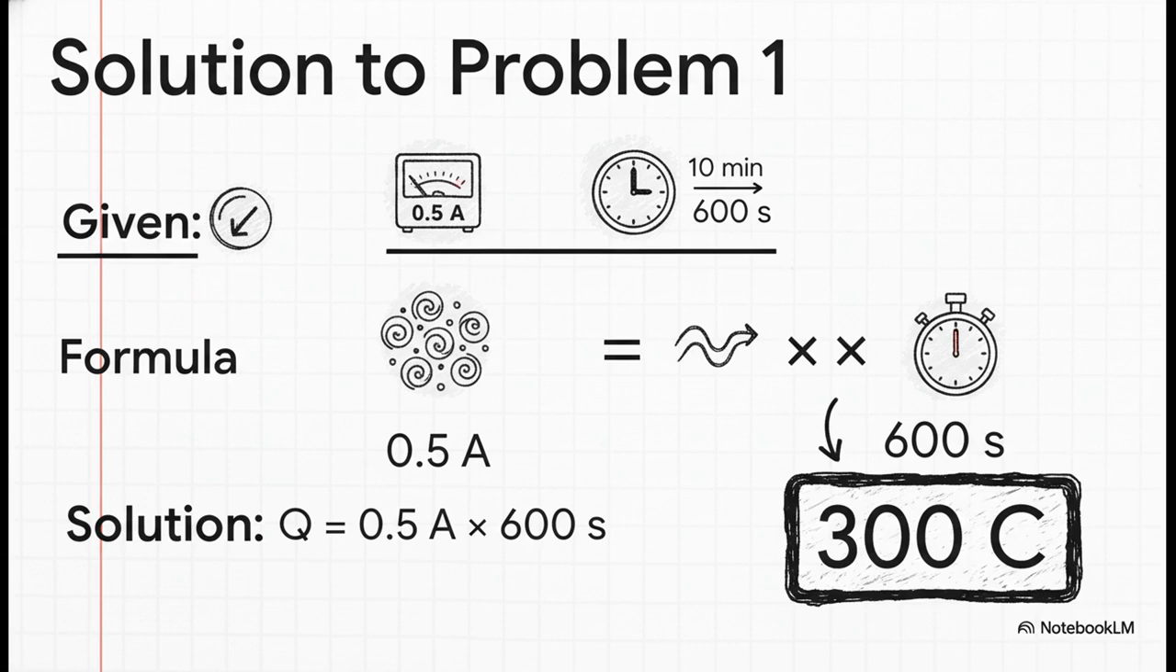We need to find the charge, Q. We know the formula is I equals Q over t. If we rearrange it to find Q, we get Q equals I multiplied by t. Now we just put in the values. Q equals 0.5 amps times 600 seconds, and that gives us our answer, 300 coulombs.